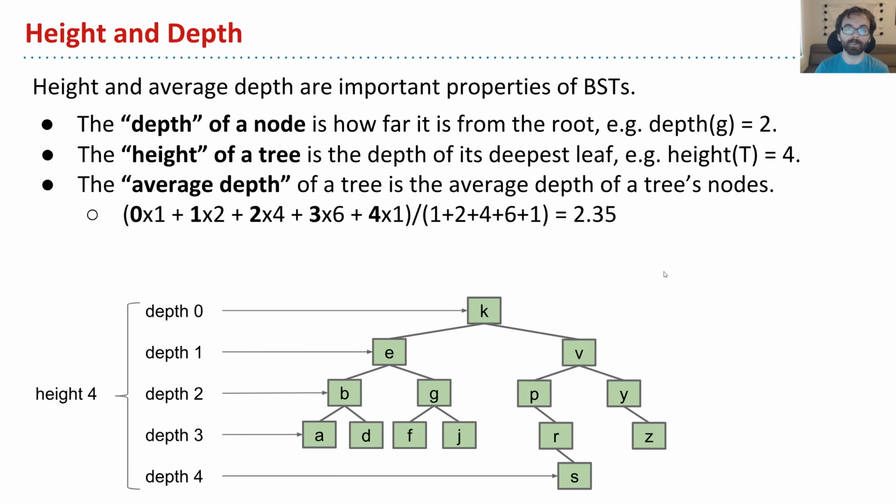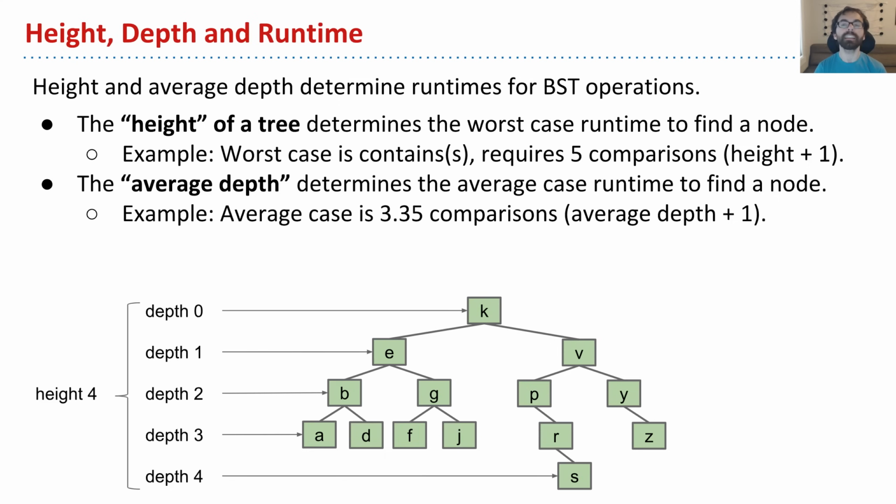So what do these have to do with our operations? Well, the height of a tree determines the worst case runtime for finding a node. So for example, if we're doing a contains operation on a set. If I wanted to say, does a set represented by this binary search tree contain S? Well, we'd take 5 comparisons. We'd go 1, 2, 3, 4, 5. And that would be the height plus 1. And then the average depth gives us the average runtime to find something. So if I do a random contains operation, on average it will take 3.35 comparisons, which is the average depth plus 1.